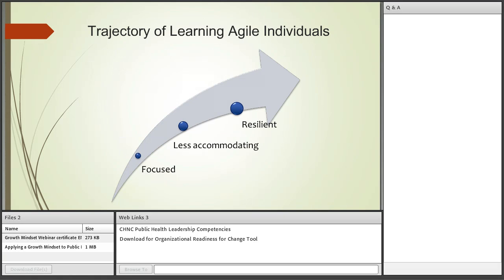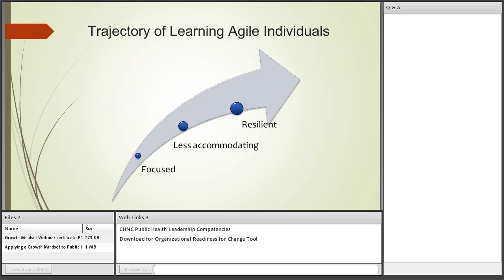And when you look at the trajectory of learning agile individuals, you see three things, and you might be a little bit surprised by this. You see that they're much more focused, and I'll talk about what that means. Their personality is that they're less accommodating. And sometimes in healthcare, we think less accommodating people are rebellious and they're no good. But actually less accommodating people are defined as agile learners. And then you see often the term resiliency. They demonstrate resiliency.